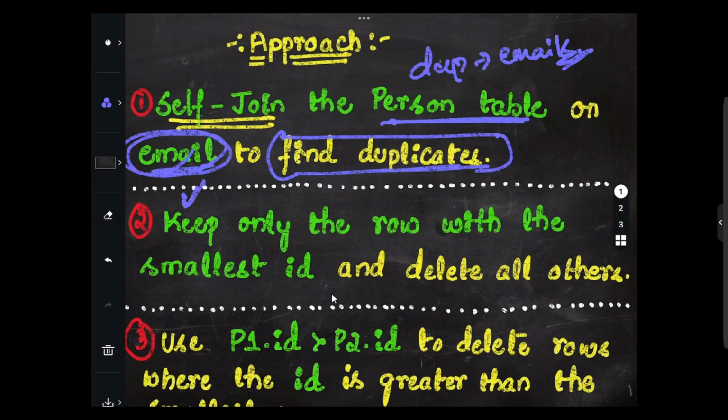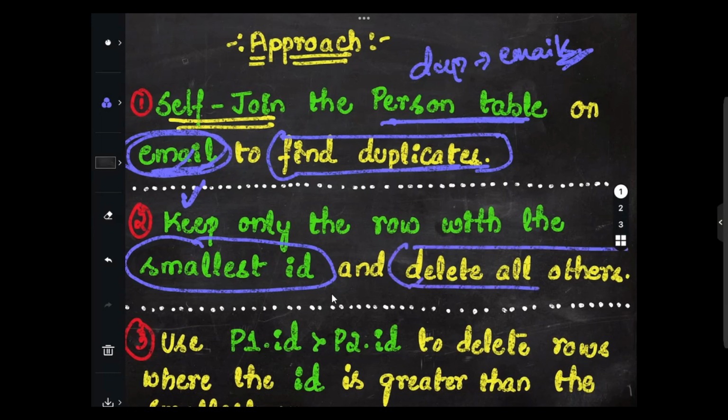Let's move on with the second step. We will keep only the row with the smallest ID, as the question clearly says, and delete all others. When I say we will delete all others, you would have already guessed that we will make use of the DELETE keyword provided by SQL.